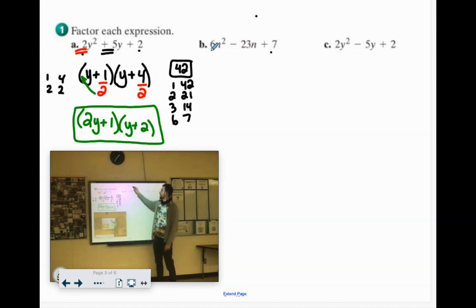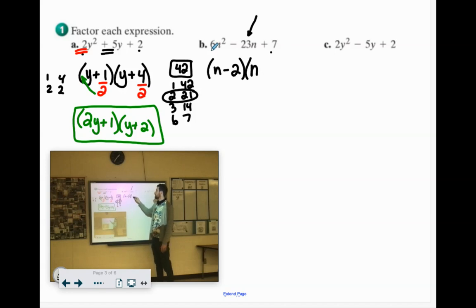We need a set that adds up to 23, which would be 2 and 21. The only difference is they add up to negative 23. So they would have to both be negative, right? A negative times negative gives you positive, but a negative plus a negative is still negative. So we'll say n minus 2 times n minus 21. Wow, this is almost verbatim what we just did.